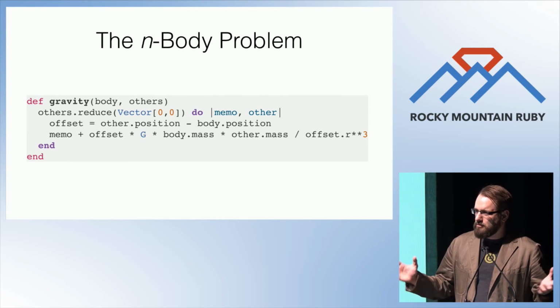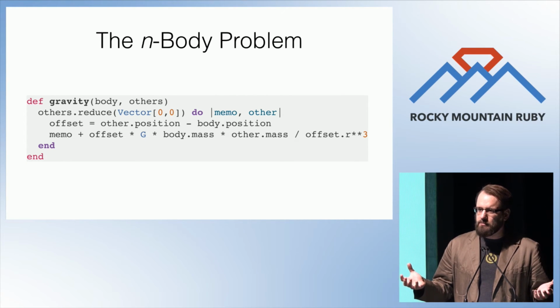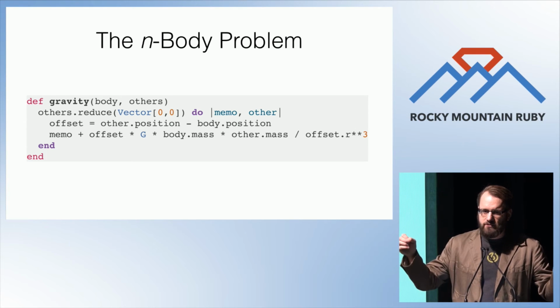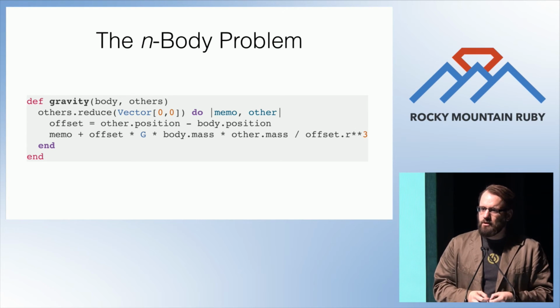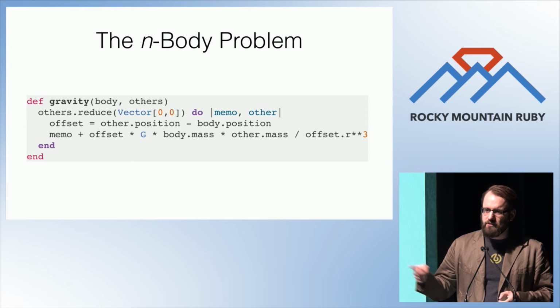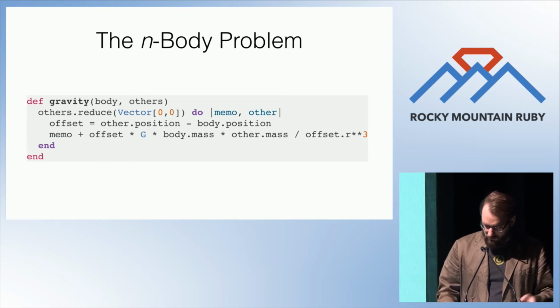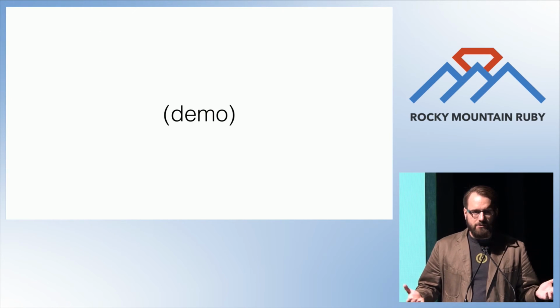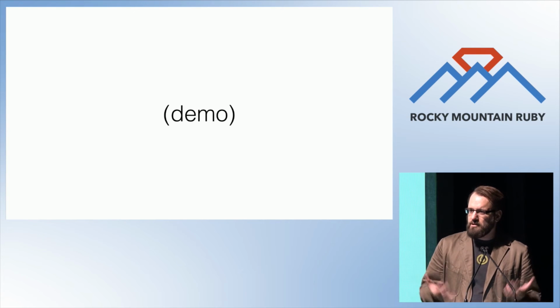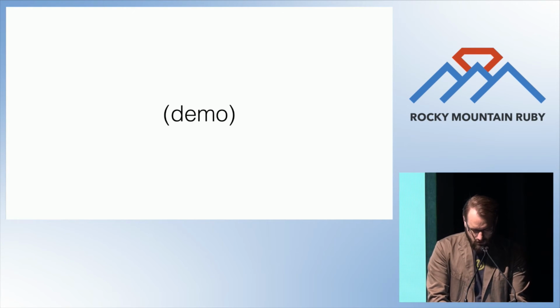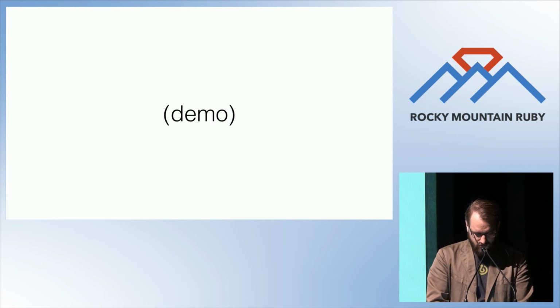You're just summing all the forces from all the other bodies and applying that force to one body. And then you loop over each of your bodies to do that. So that's all it is. So I'm going to show a demo of this, using Ruby, specifically Ruby Shoes, we can show how to actually do that.